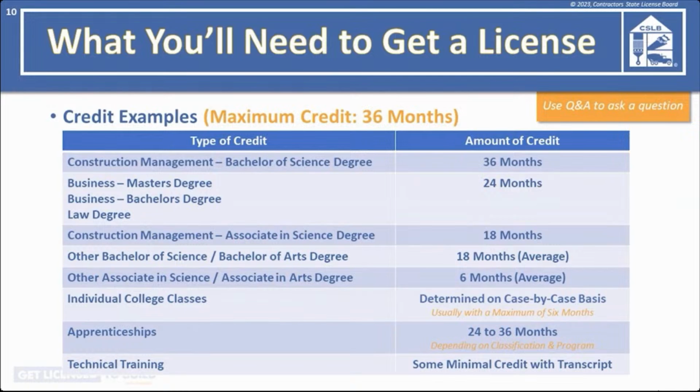For example, a sheet metal worker's apprenticeship gets you 24 months credit for the C20 HVAC and the C43 sheet metal classifications only. A lineman apprenticeship gets you 36 months in C7 low voltage and C10 electrical classifications only. If you have transcripts for other technical training you've taken, you might be able to get some minimal credit as well. Again, don't use your education credits to try and squeak by the 4-year or 48-month requirement.